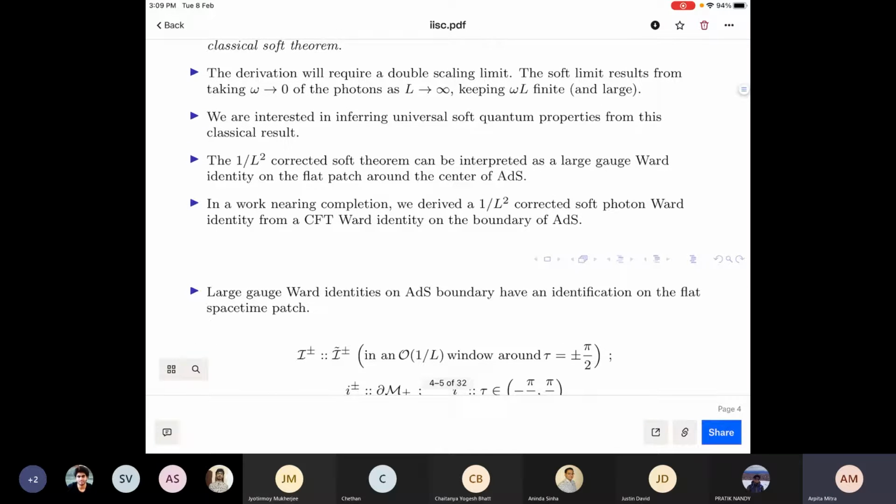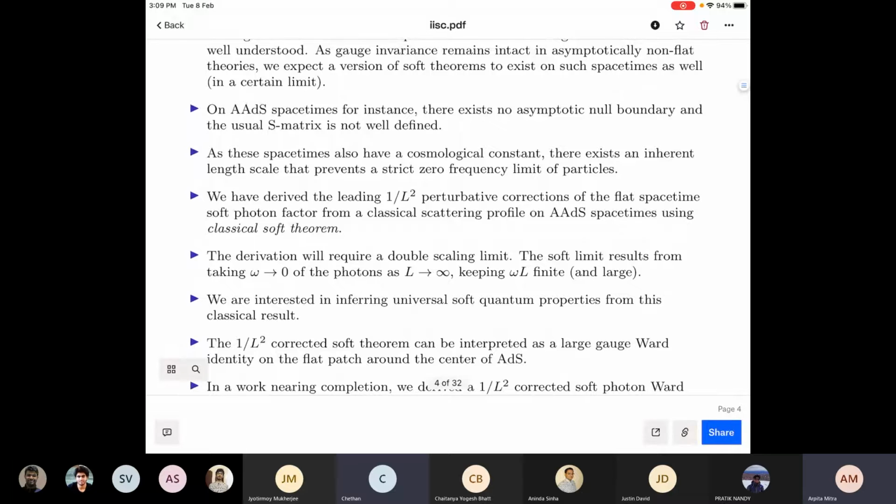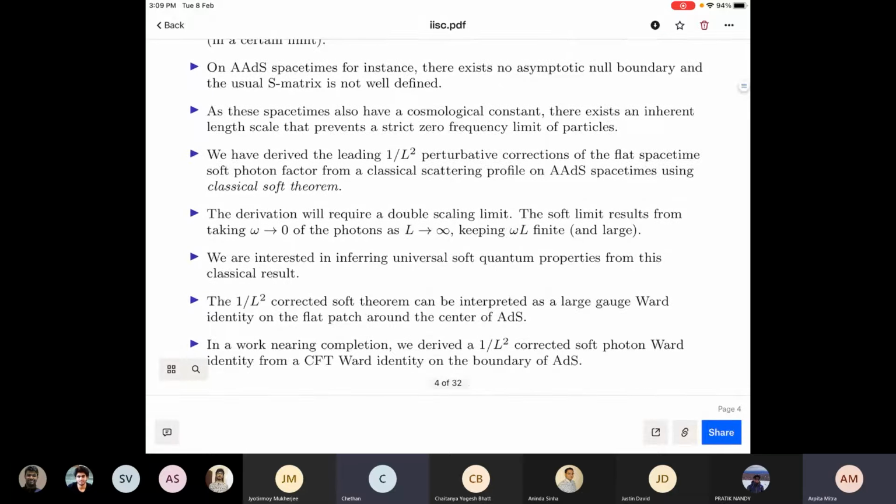So we have seen that the 1 by L squared corrected soft... Can you go up a little bit? I just want to understand. I think you should go slightly slowly in the first couple of slides so that it is clear what is going on. Then after that, you can accelerate. It's fine.